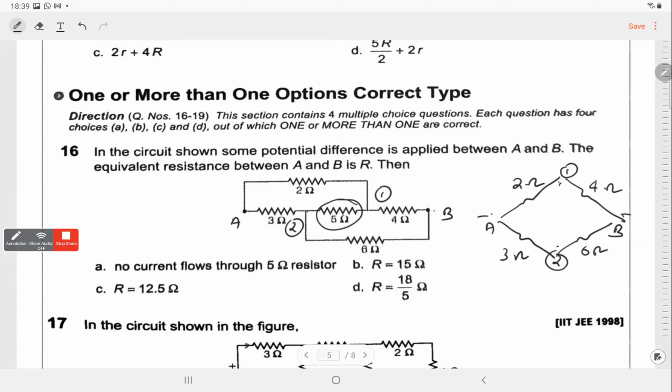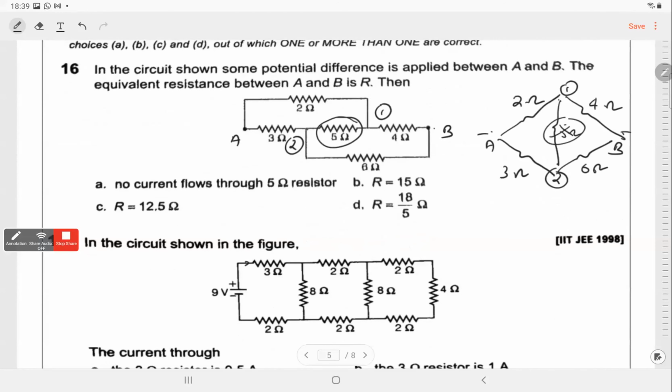Between 1 and 2, this 5 ohm. So since 2 by 3 is 4 by 6, it will be gone. ऊपर आ जाएगा 2 and 4 in series और नीचे आ जाएगा 3 and 6 in series. What is the resistance value?